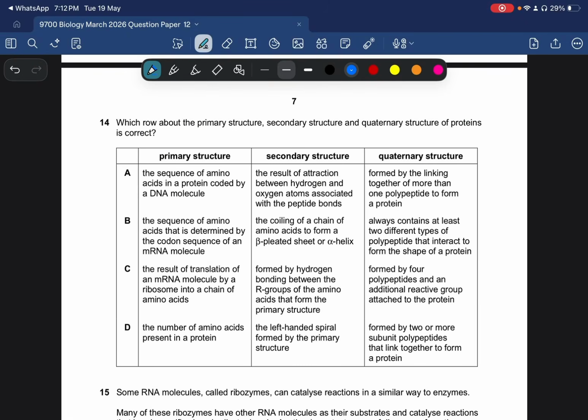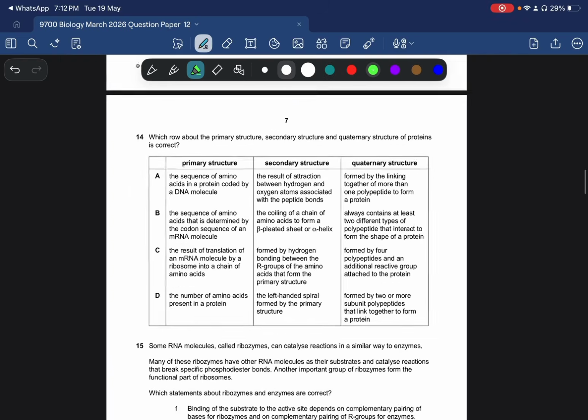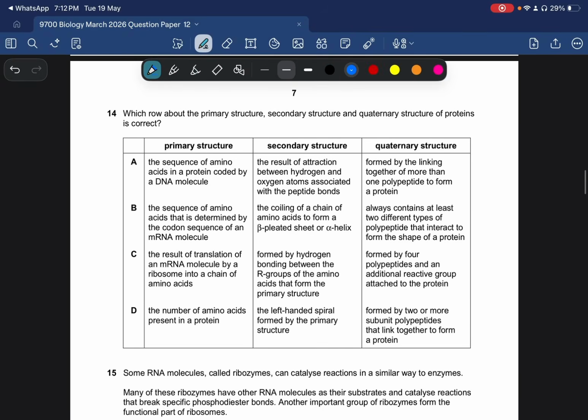Question number 14. Which row about the primary, secondary, and quaternary structure of proteins is correct? So let's see. Primary structure of the proteins is basically where you're just putting the amino acids together. So it's just the sequence of the amino acids in the protein. So is it just telling you about the number of amino acids? No, it's also telling us in which position which amino acid is going to be there, right? And not just that, you know, there are 30 amino acids in a polypeptide. It's telling us a lot more than that. So it's not going to be D, right?